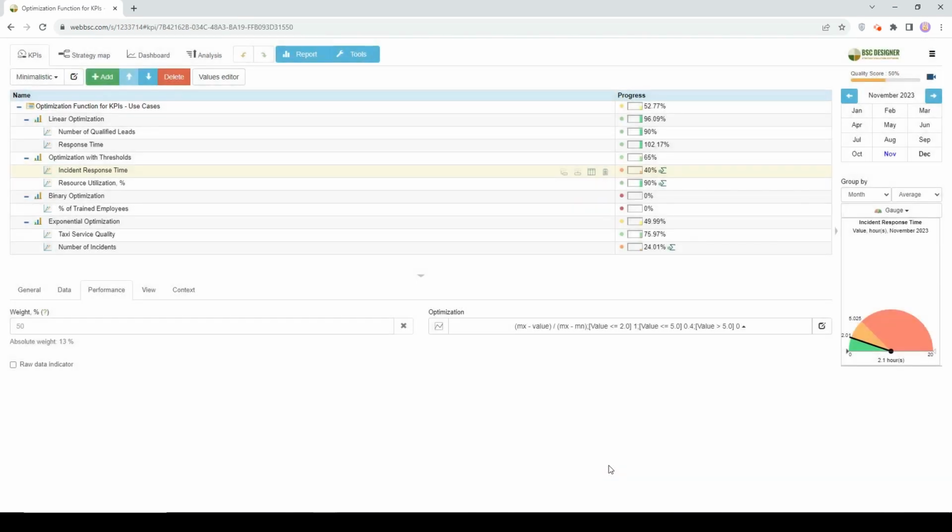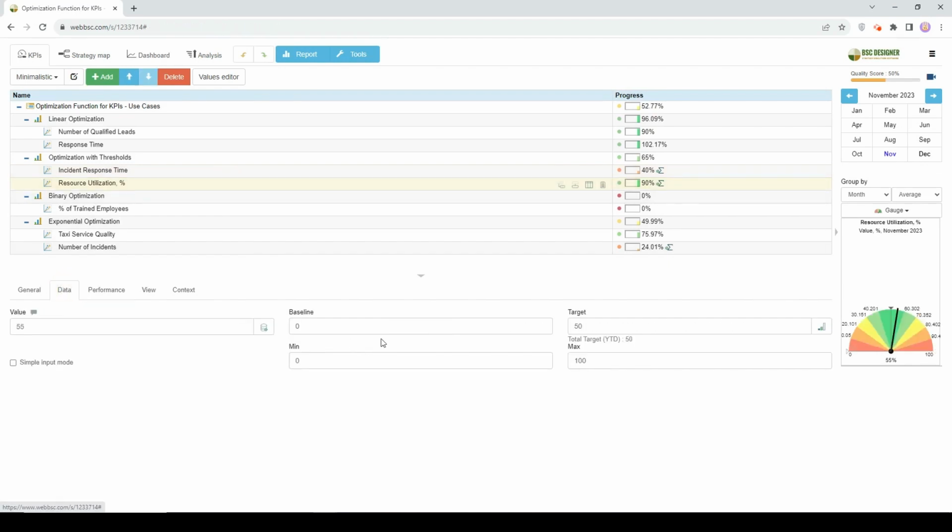For now, we have been working with a measurement scale from baseline to target. However, there are certain types of indicators where we need 2 measurement scales, one from the baseline to the target to describe improvement plans, and another from minimum to maximum to cover the entire range of possible values. To activate an additional scale, I need to disable the simple input mode.